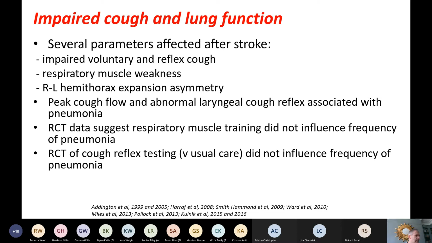Well, possibly. There have been some research studies done in patients with chronic stroke, which have shown that there's not really any major effect of respiratory muscle training. There have been quite a number of studies looking at cough reflex testing in acute stroke, and the bottom line there is that the role of reflex cough testing is uncertain in terms of what the benefits might be, and there certainly isn't any evidence that it will help us to try and prevent pneumonia. So again, these are areas that are sort of ripe for further research and have certainly got potential. Next slide, please.